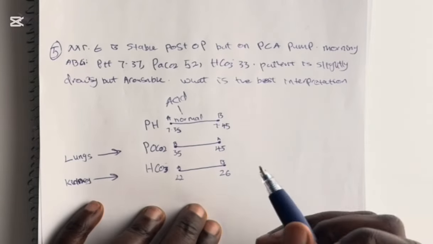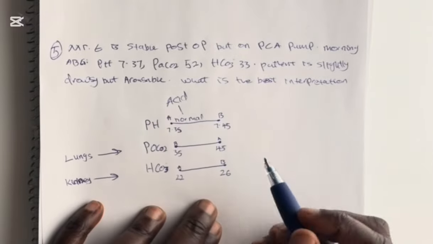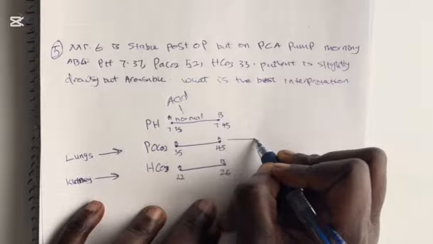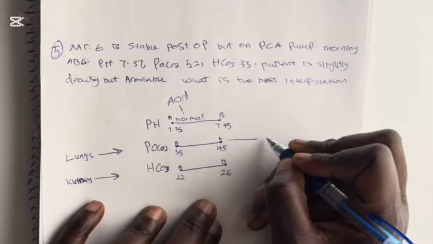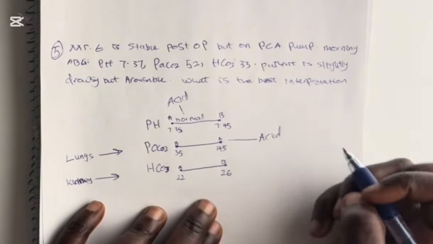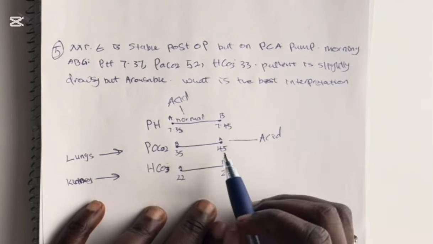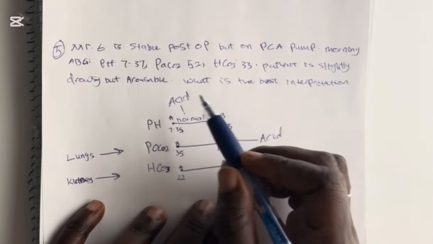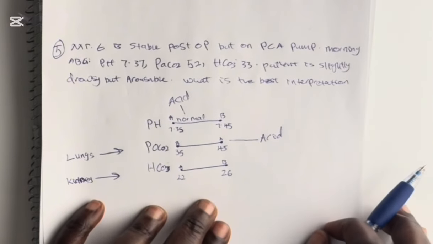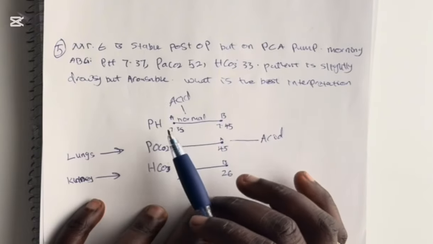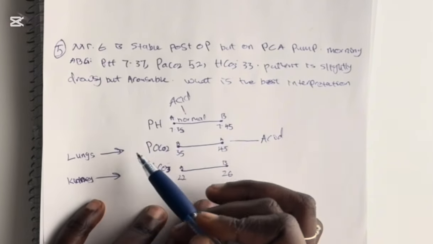Now let's look at our CO2. Our CO2 is 52. When it goes above 45, we lean it towards the acid. So our CO2 is also in a state of acidosis. We find a match for our pH. Now we have respiratory acidosis because the CO2 is controlled by the lungs, so we are dealing with the lungs, and the pH is also in a state of acidosis.